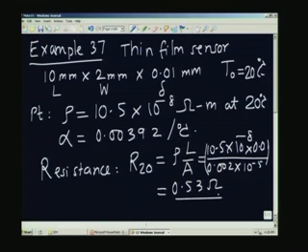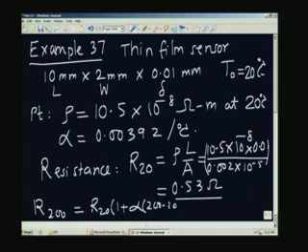The resistance is 0.35. And in fact, I can calculate the resistance at 200 degrees when the thin film sensor is allowed to go up to that temperature. The value will be just R20 multiplied by 1 plus alpha into 200 minus 20. So, all I have to do is to plug in all the values. This comes to about 0.904. If the output of the sensor is proportional to the resistance, you will see that it will go up almost by a factor of 2 during the operation of the sensor in this particular example.